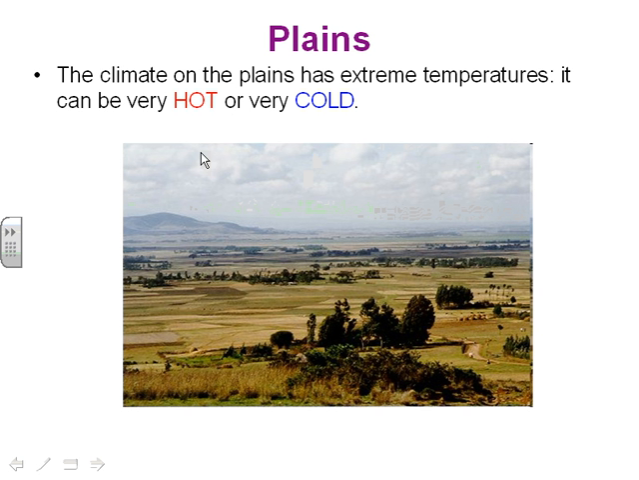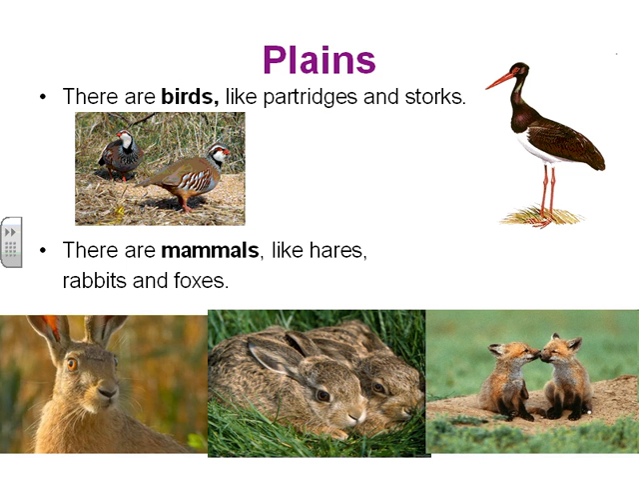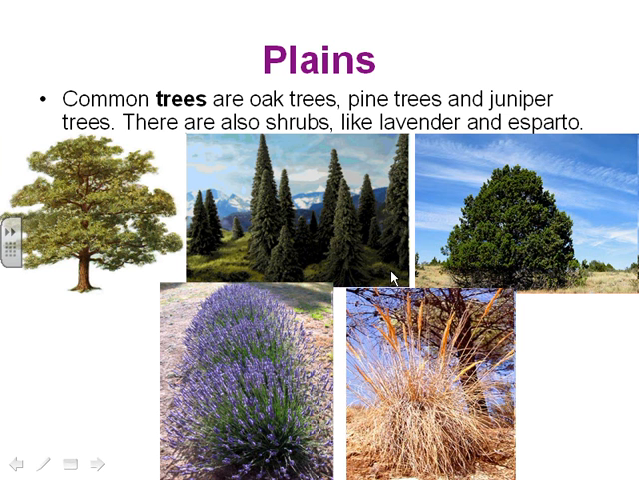On the plains. The climate on the plains has extreme temperatures. It can be very hot or very cold. On the plains, there are birds like partridges and storks. There are mammals like hares, rabbits, and foxes. On the plains, the common trees are oak trees, pine trees, and juniper trees. There are also shrubs like lavender and esparto.